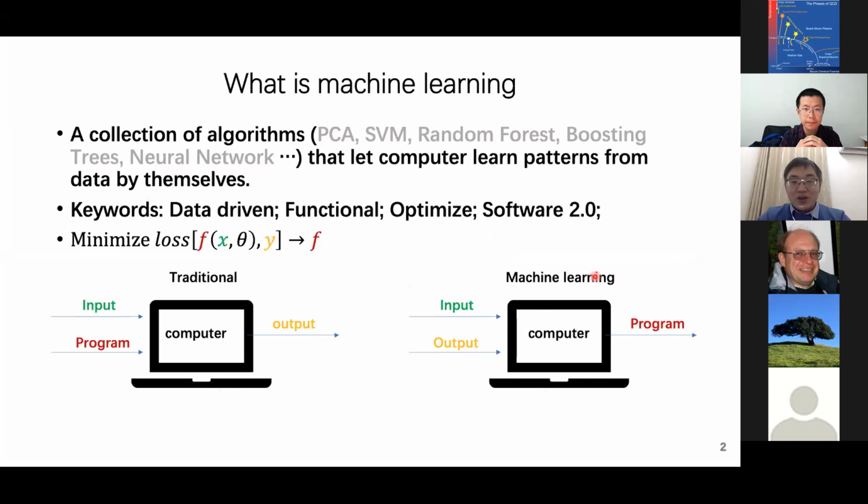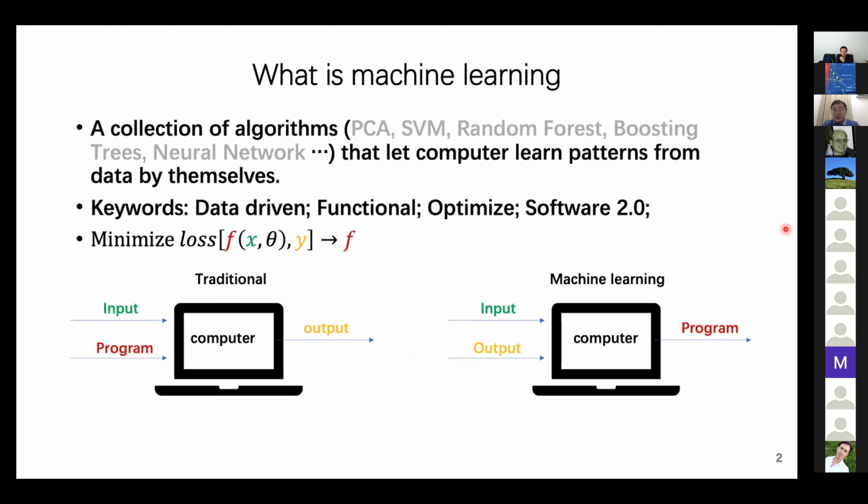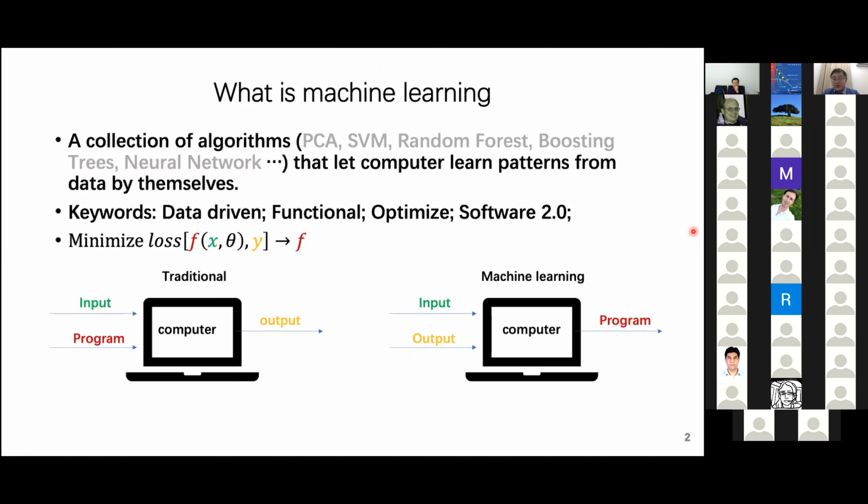So, what is machine learning? Machine learning is a collection of algorithms that let computers learn patterns from data by themselves. Usually, people see principal component analysis, the support vector machine, decision tree, random forest, or neural network. They are all machine learning algorithms. The keywords associated with machine learning are data-driven or parameterized functional. They are associated with optimization. Sometimes people call it software 2.0.